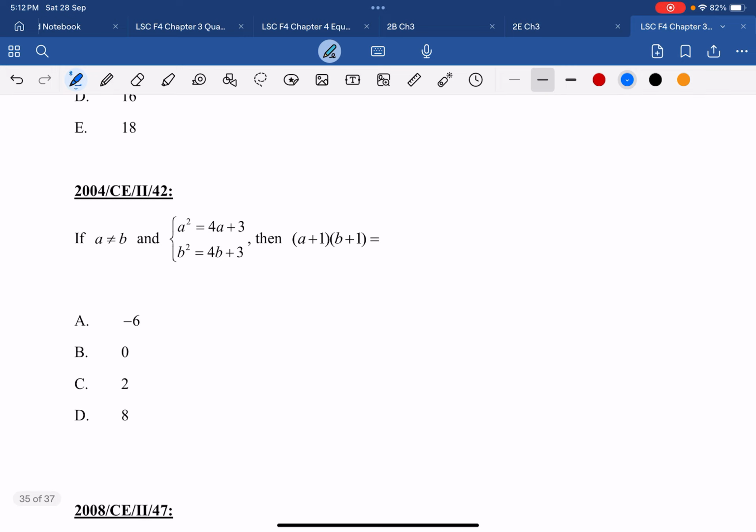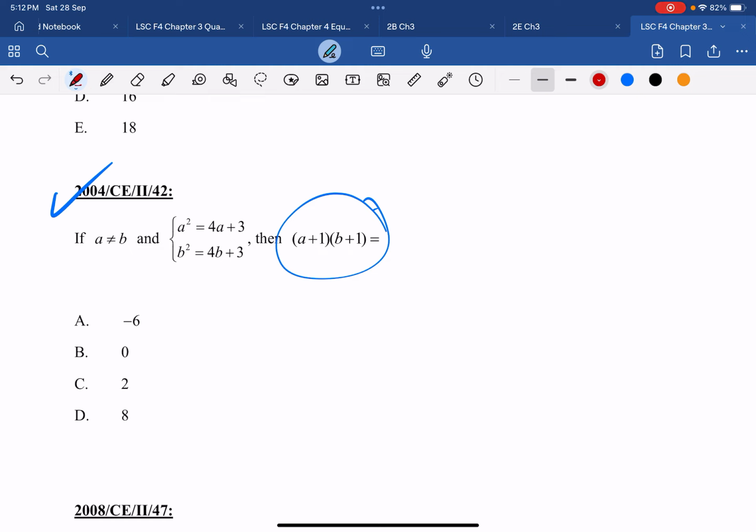Okay, I want to see this question. If A is not equal to B, and A squared equals 4A plus 3, and B squared also equals 4B plus 3, then what's the value of this expression? So, actually, what is this asking? Okay, so you need to rephrase the question first.